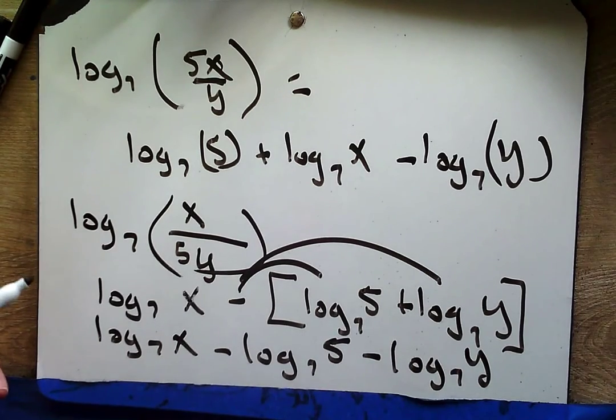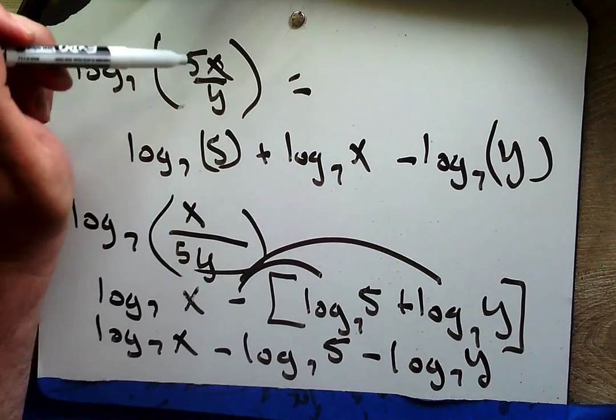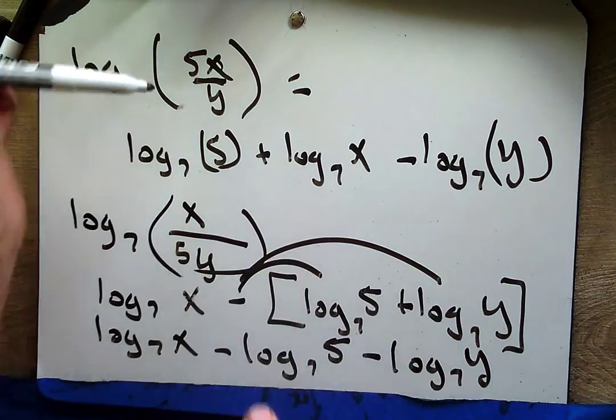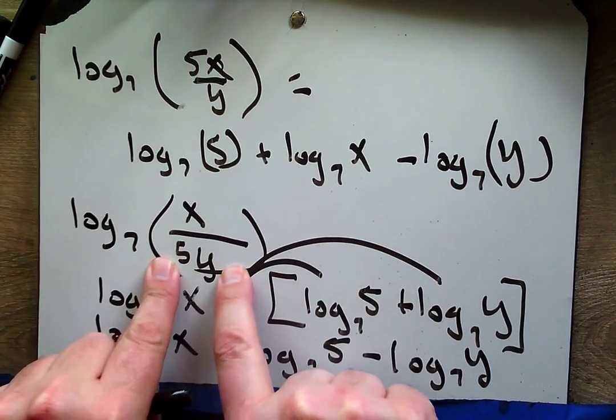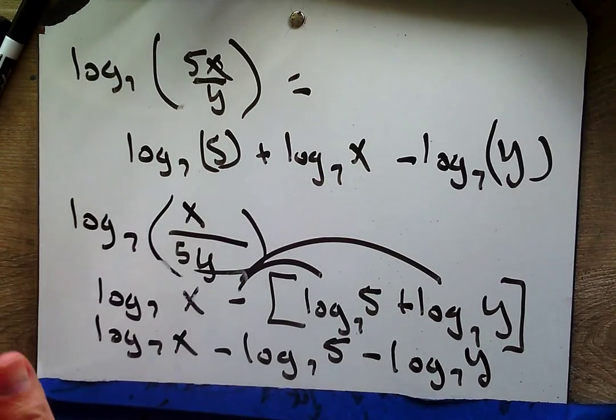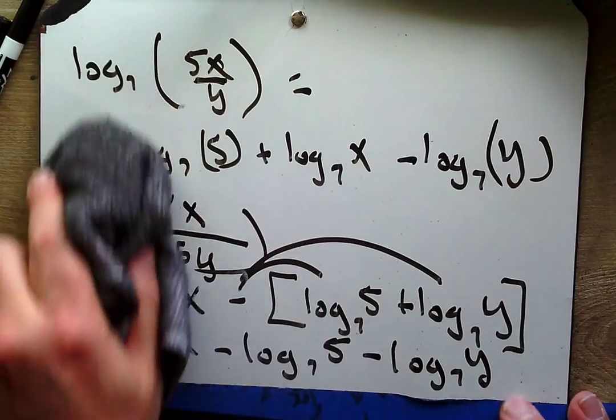And so maybe an easier way to think about it is anything in the numerator is going to be attached with a plus. All those things in the denominator, minuses. So anything on top plus, anything on the bottom minus. And that will hold you in pretty good stead.